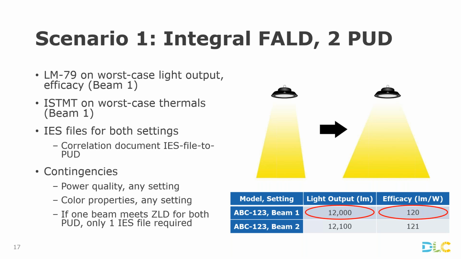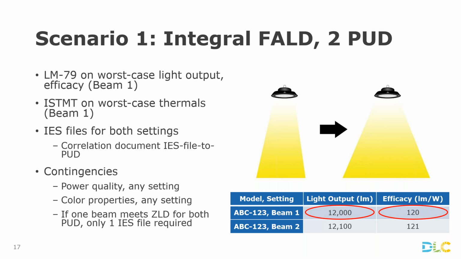So if we can assume that beam 1 only passes the aisle setting and beam 2 only passes the non-aisle requirements, then IES files for both settings would need to be provided. As Greg mentioned, we'd also be asking for a correlation document so that there's clarity from the applicant in stating directly which IES file demonstrates compliance or is intended to demonstrate compliance with which primary use designation. So that would be the basic expectation of the submission in this scenario.